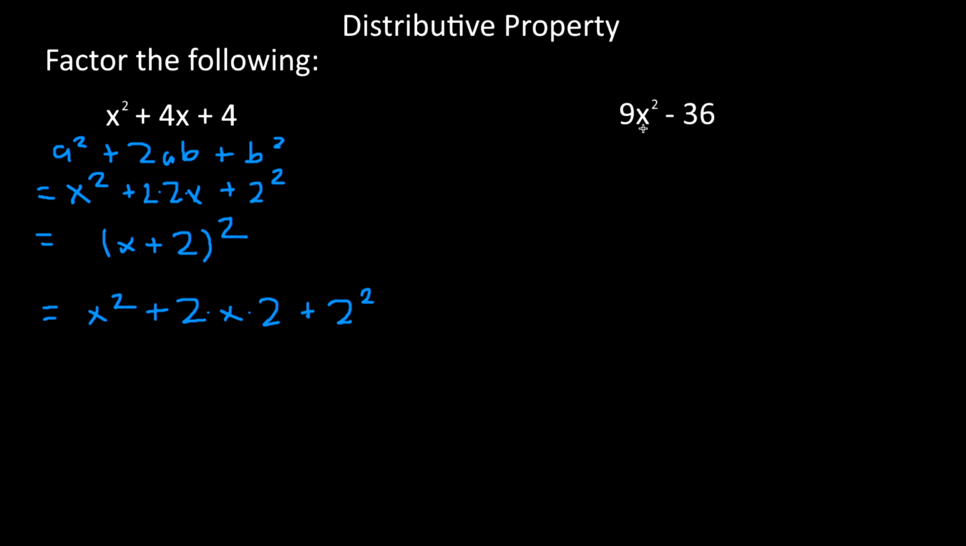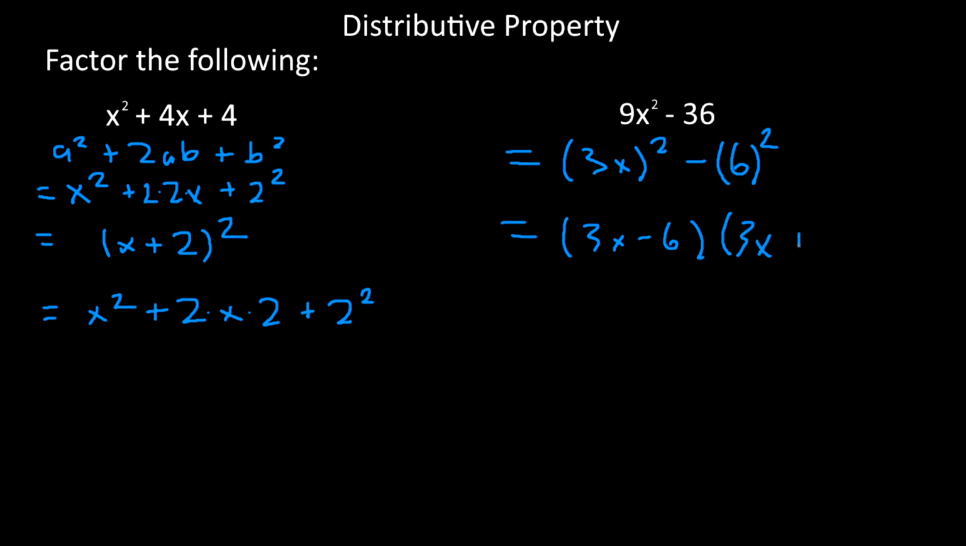Now let's factor 9x squared minus 36. It appears to be a difference of squares. 9x squared is really just 3x squared, and 36 is equal to 6 squared. Now we just use the difference of squares formula, and this is equal to 3x minus 6 times 3x plus 6.